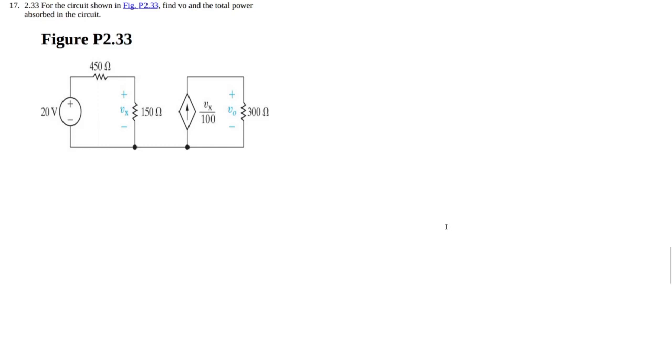Okay, so for problem 2.33, sorry, our task here is to find the Vo, the sort of output voltage, I guess, and the total power absorbed in the circuit. So this is a two-step process. Now, I believe this is the first problem where we have a controlled current source. This one happens to be voltage controlled. So whatever the voltage drop across this resistor is divided by 100 is the amount of current being supplied from that current source.